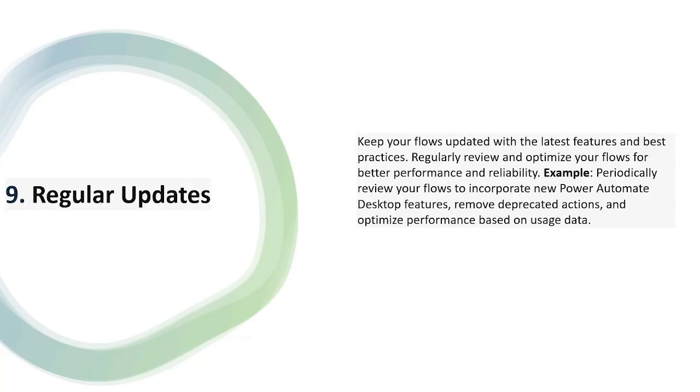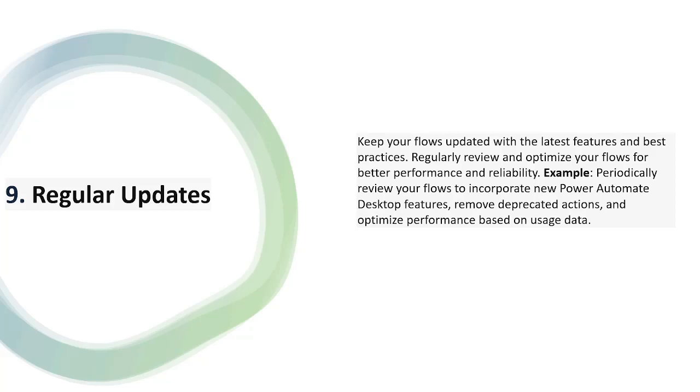Ninth best practice is regular updates. You need to keep your flows updated with the latest features and best practices. Regularly review and optimize your flows for better performance and reliability. For example, periodically review your flows to incorporate new Power Automate desktop features, remove deprecated actions, and optimize the performance based on usage data.